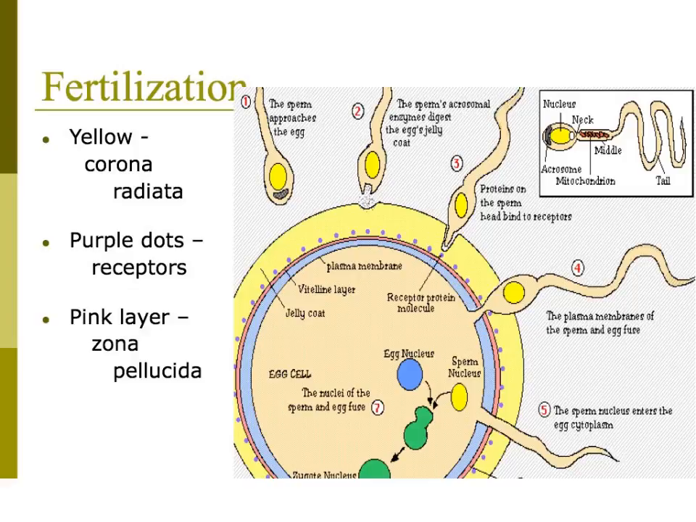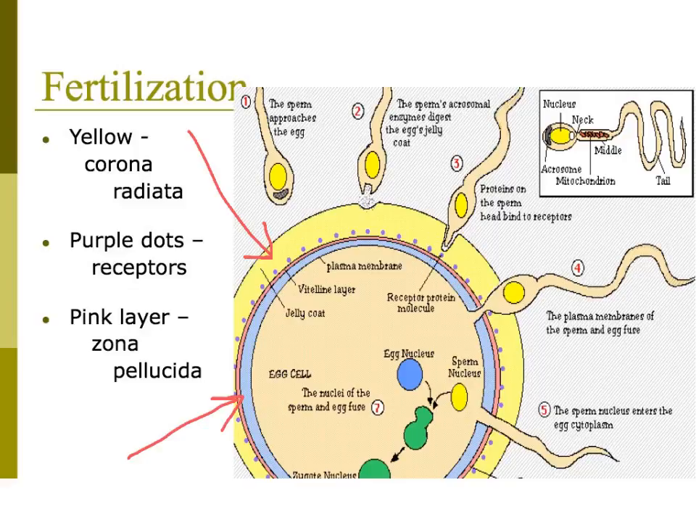The egg actually has a protective mechanism around it. It has 2 layers. The first is a jelly-like layer called the corona radiata, and on here it's this yellow layer that you see. And then underneath it, it has a pink layer called the zona pellucida. So we'll just put an arrow there as well. It is tough for that sperm to get through those 2 layers. We want to make sure that we only have one sperm penetrate that. But let's take a look.